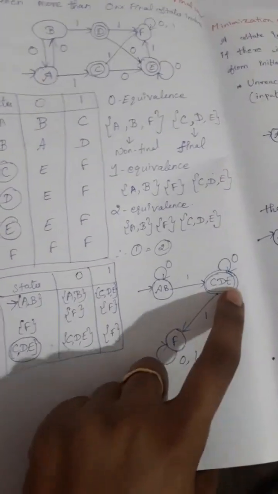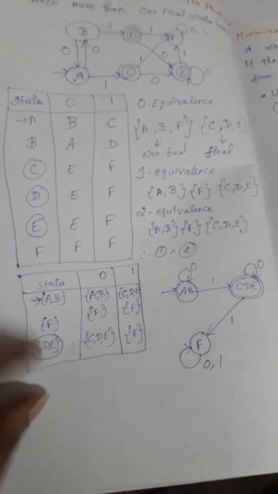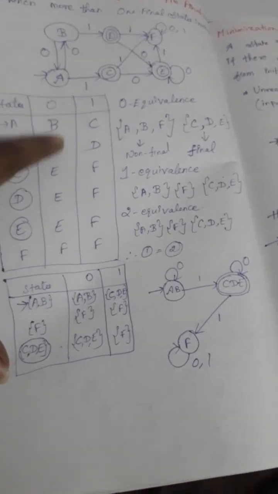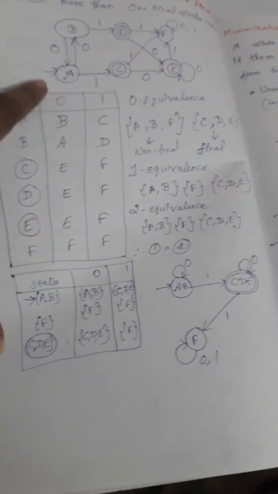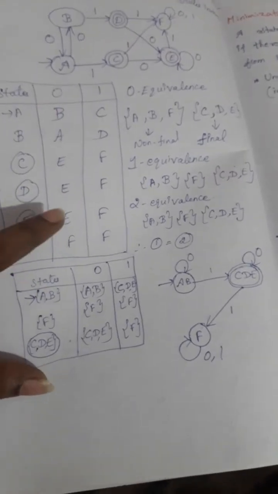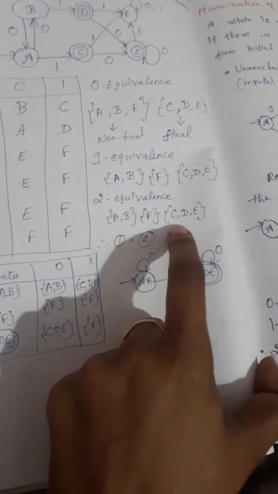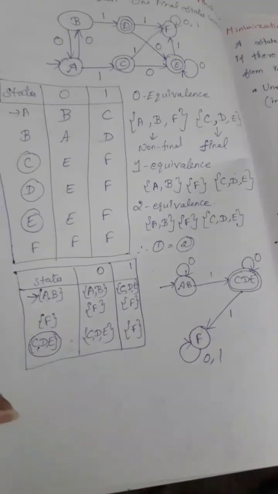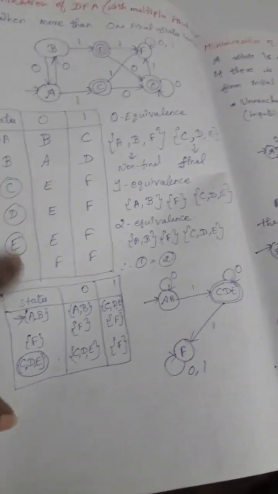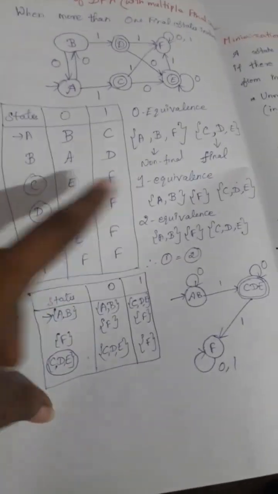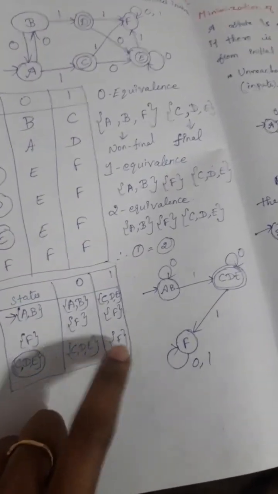Then C, D, E are the final states. C on getting input 0 comes to E. D on getting input 0 also comes to E. E on getting input 0 comes to E. Here we don't have a separate state called E. We are having C, D, E combined here. So we are mentioning C, D, E. And C, D, E on getting 1, everything moves to the same state, F, F, F. So we are mentioning F.